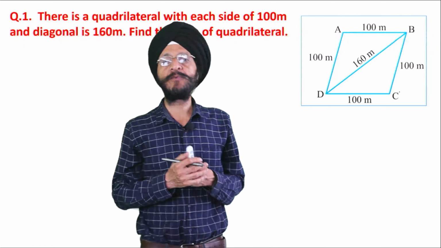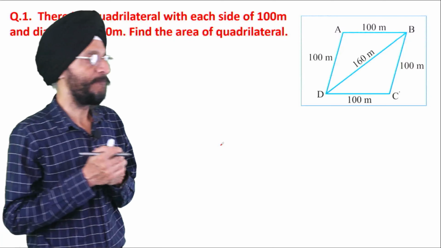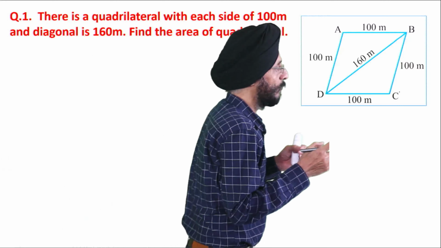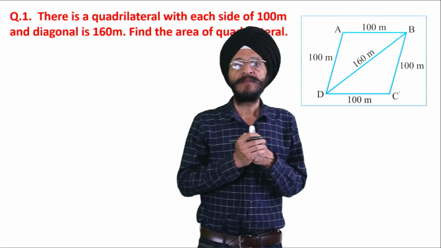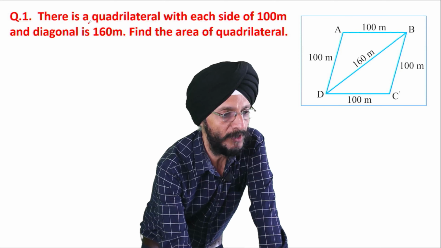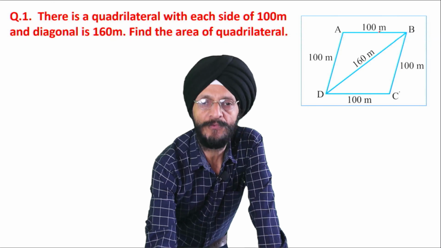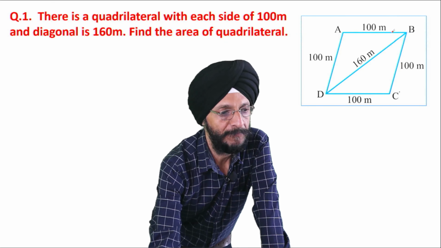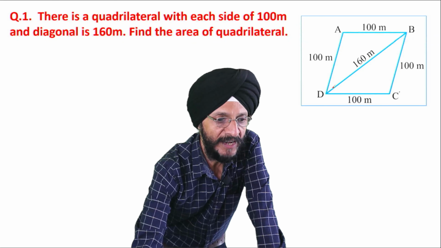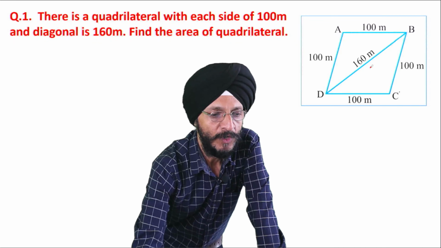So now we will find out the area of a quadrilateral, and we will also here take the help of Heron's formula. Let us see. The question before us is, there is a quadrilateral with each side of 100 meter and the diagonal is 160 meter. Find the area of the quadrilateral.